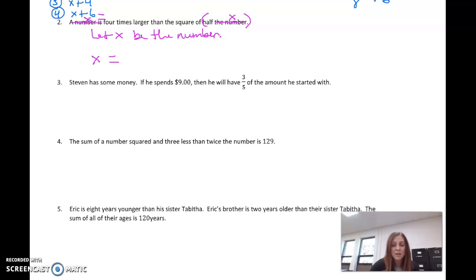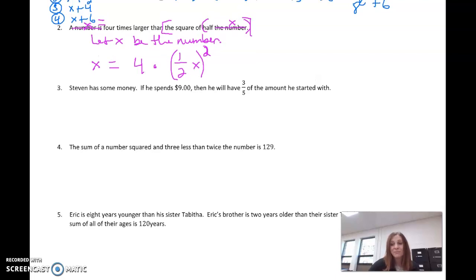What's half of X? All right, well, half X, multiplication. Now we need to do the square of this. Okay, if I'm going to square the whole thing, I'll put parentheses around it and I'll square it. And then we have 4 times larger. Well, 4 times. A number is 4 times larger than the square of half of X. Again, take it part by part.